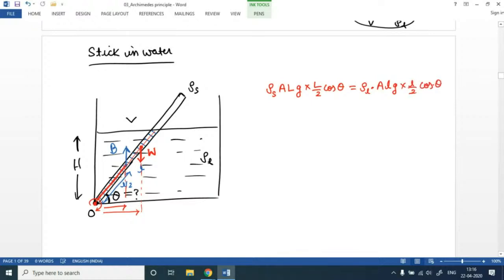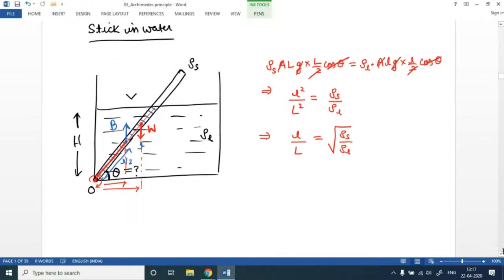And it is very good to see that a lot of things are getting cancelled. For example, A and g are getting cancelled, this 2 is also getting cancelled, and this cos theta is also getting cancelled. So what we will be getting by rearranging is small l square by capital L square equal to rho s by rho L. So what we can say is that small l by capital L is going to be root under rho s by rho L over here. Okay, and we wish to find out this theta over here.